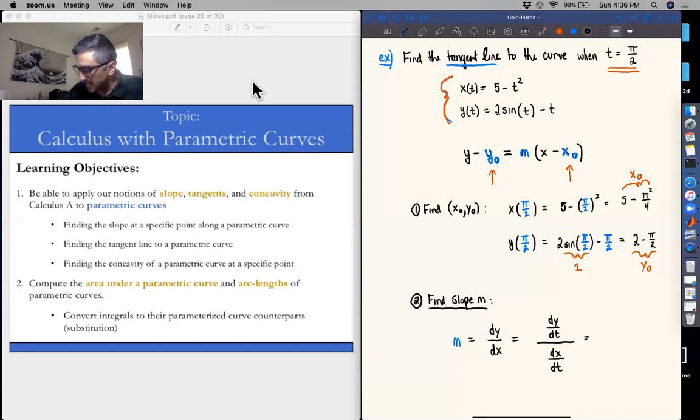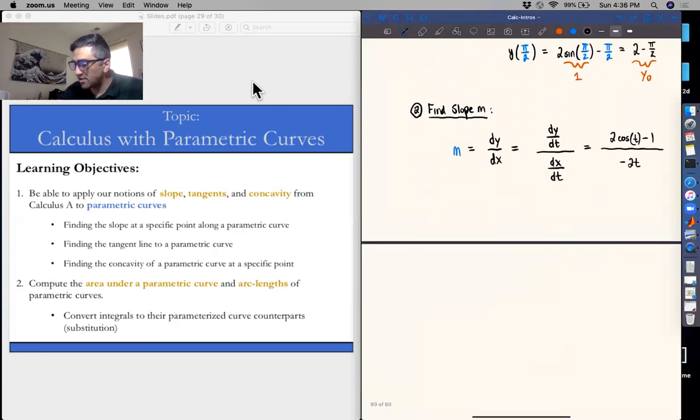So let's compute those derivatives. If we compute the derivative first of dy/dt, taking a look at the function for y up above, that derivative will give us a 2 times cosine t minus 1. And now if we take a derivative of the x equation, now we're looking at dx/dt for that denominator. Taking a derivative of the x equation up above will just give us a minus 2t. So in that denominator, we have minus 2 times t.